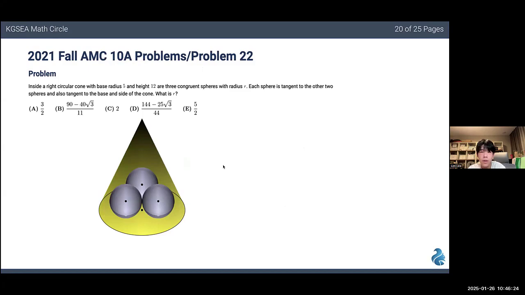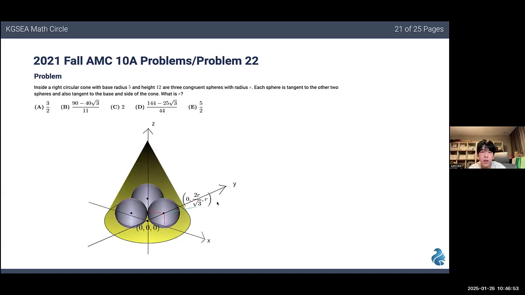This is the final problem I have for you today. This is the problem that we solved earlier using cross sections, but we can also solve this by utilizing the coordinate plane. So without loss of generality, let the center of the cone's base be the origin. Then let the center of one of the spheres be 0, comma 2r over root 3, comma r.